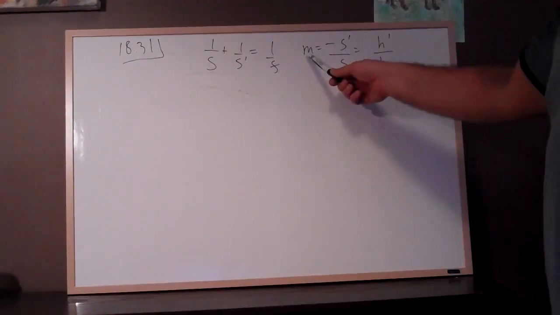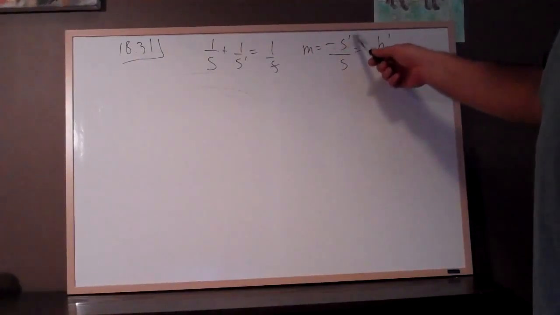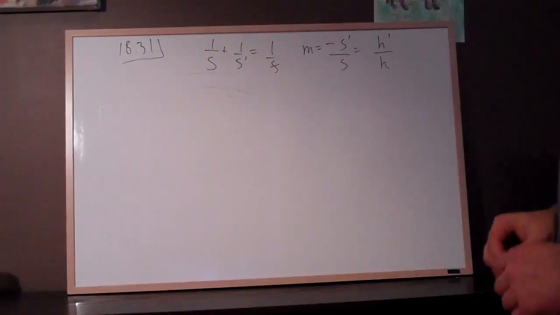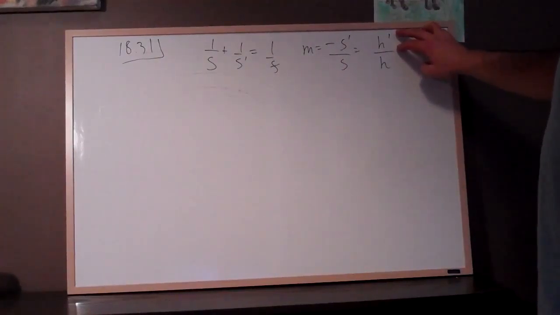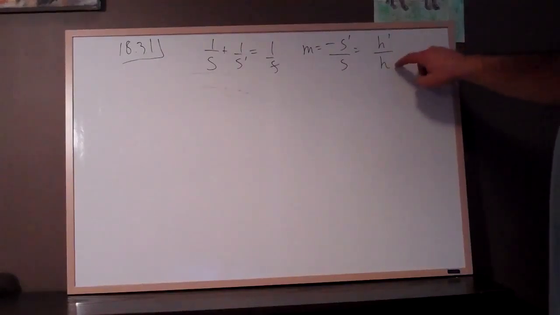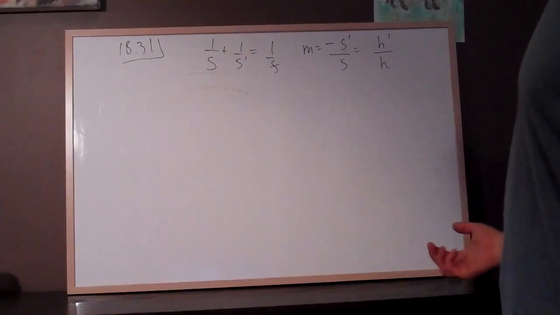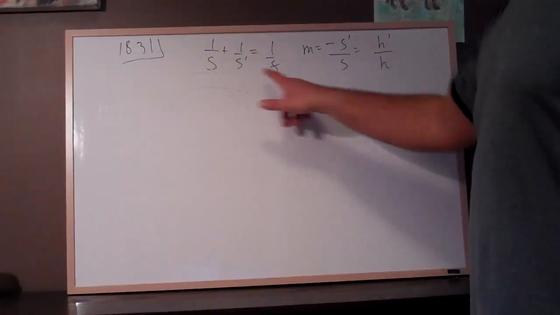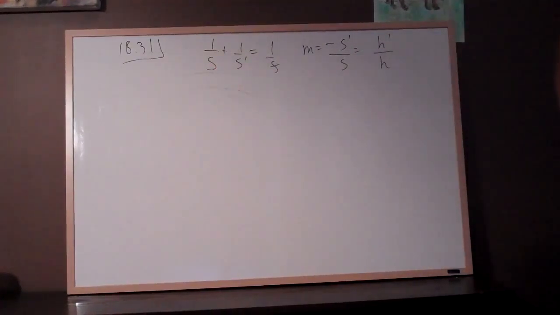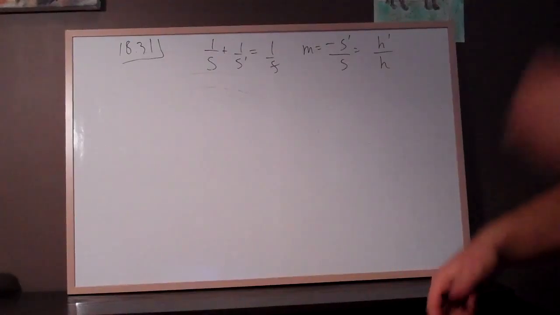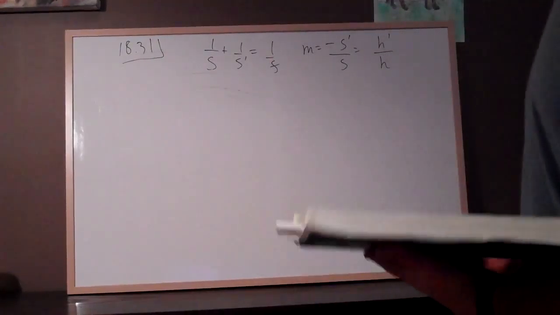So the magnification m is minus s prime divided by s, and it's also equal to h prime divided by h. h prime is the image height, and h is the object height. Primes always go along with the image, non-primed go along with the object. It takes some getting used to, but it's not too bad. Let's just dive right in with 31 here.